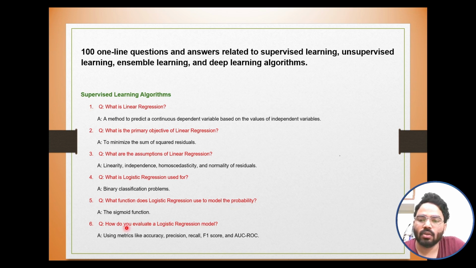The next question is, how do you evaluate a logistic regression model? To evaluate logistic regression, we use metrics like accuracy, precision, recall, F1 score, and AUC-ROC. Accuracy we can use if the classes are equally distributed. If the classes are not equally distributed, then we go for F1 score or AUC-ROC, for example if we want to predict whether a disease is yes or no.